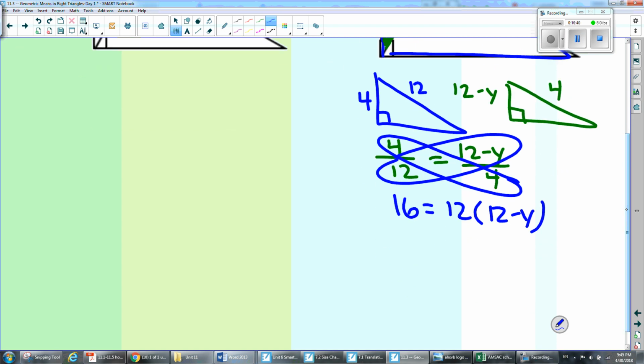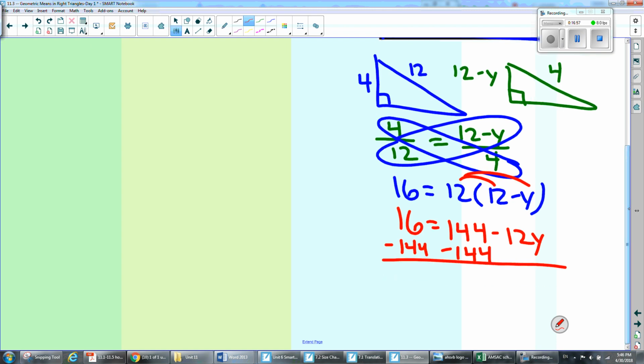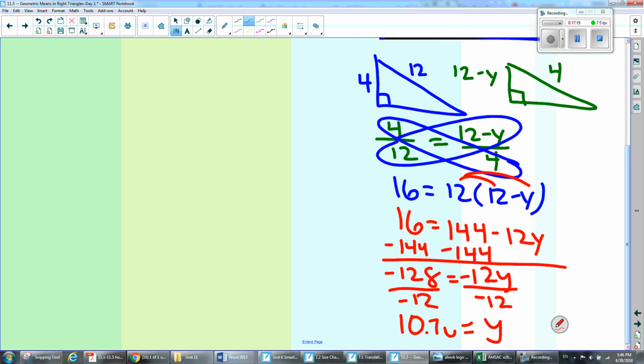That way I remember that both of these terms get multiplied by 12. A lot of times we'll just see 144 minus y instead of the 12y. So here I'm going to subtract 144. You might be nervous about these negative numbers, but we'll see that when we have negative 128 equal to negative 12y, and we divide by a negative 12, we end up with that positive y value, which is good since we're talking about side lengths. We got 10.6, or sorry, 10.7 units then.